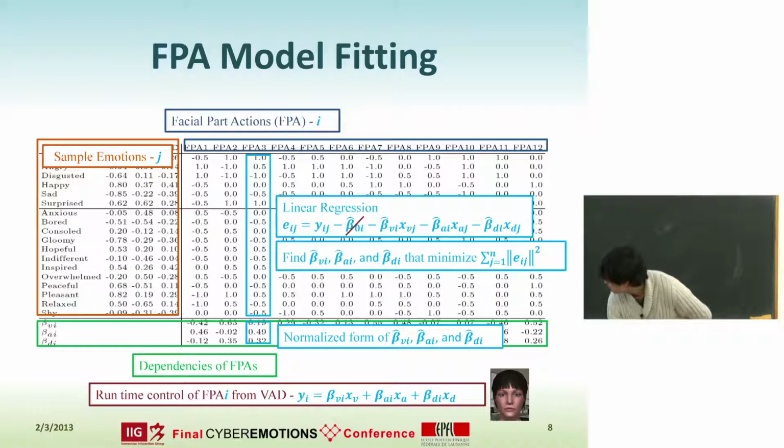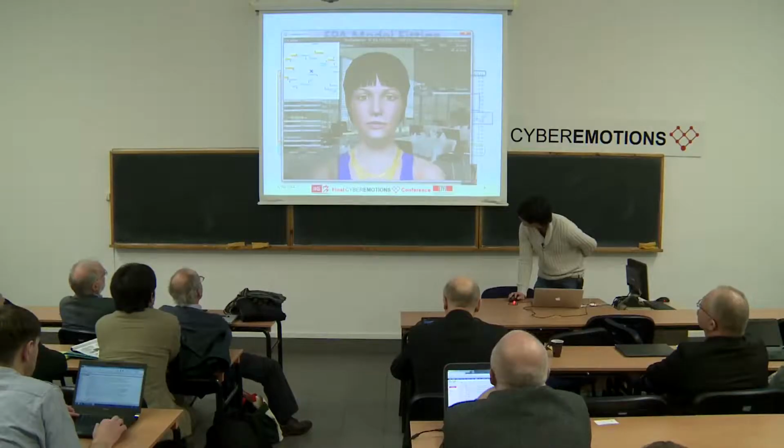Finally, what we get from this is an interface where we can give a valence. This axis is the valence axis. This axis is the arousal axis. So we can give any VA value plus the dominance of the face. For example, if we give low arousal and high valence, we have this type of face.